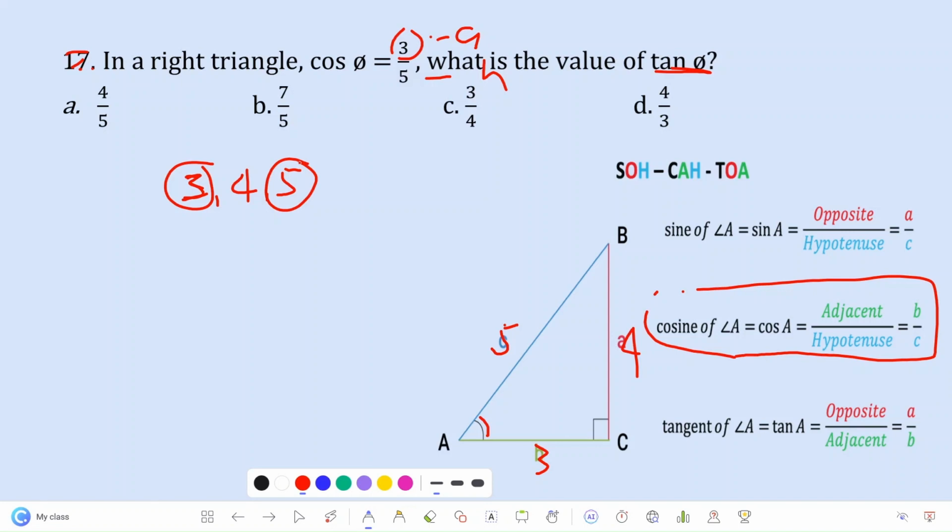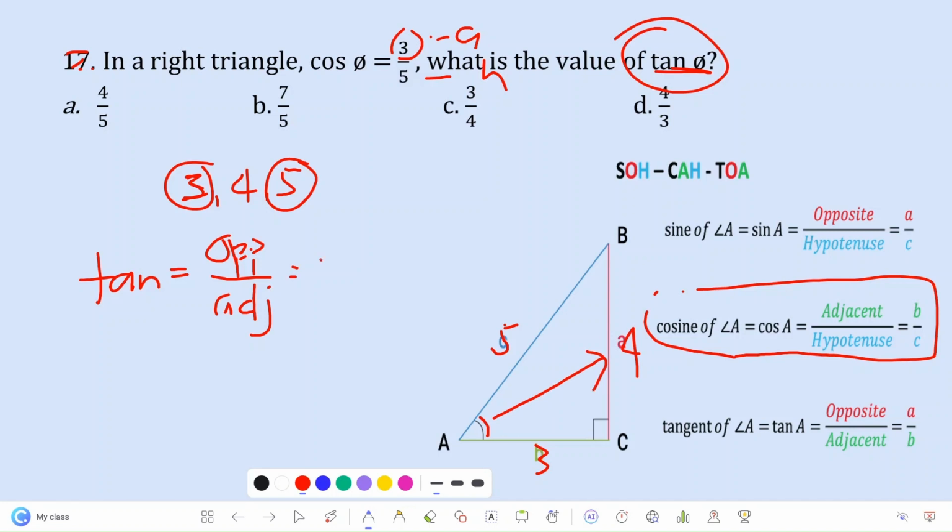So, ano ang hinahanap natin ngayon? Tangent theta. Ano ba ang formula ng tangent? Tangent is equal to TOA, opposite over the adjacent. Ano ba ang opposite ng A? Ang opposite ng A is 4. Ano ba ang kanyang adjacent? Ang adjacent niya ay 3. So, ito ang value ng ating tangent theta.